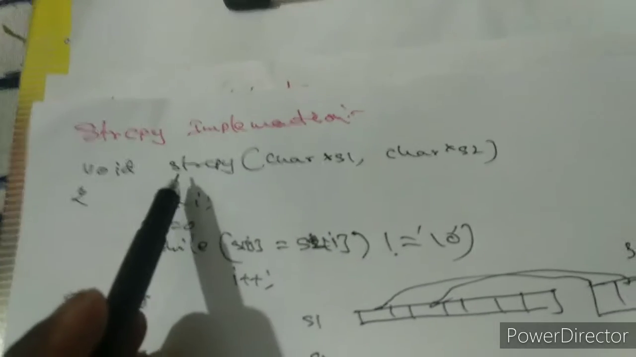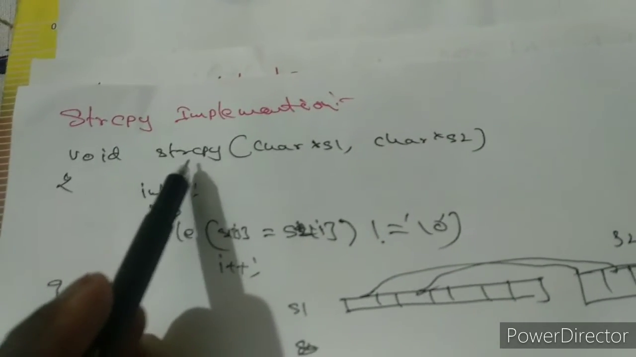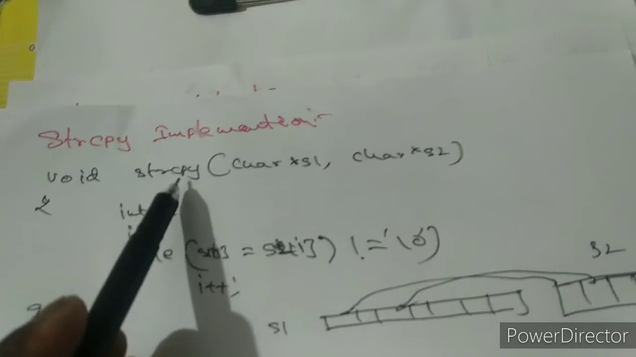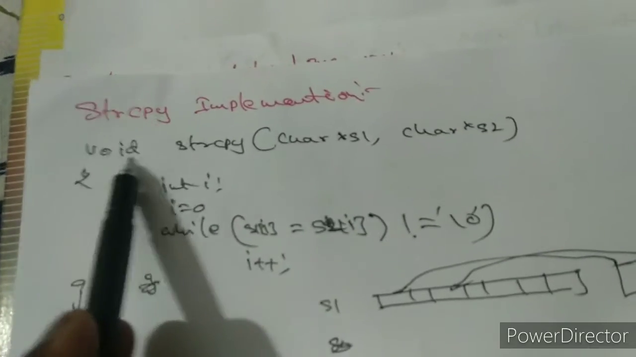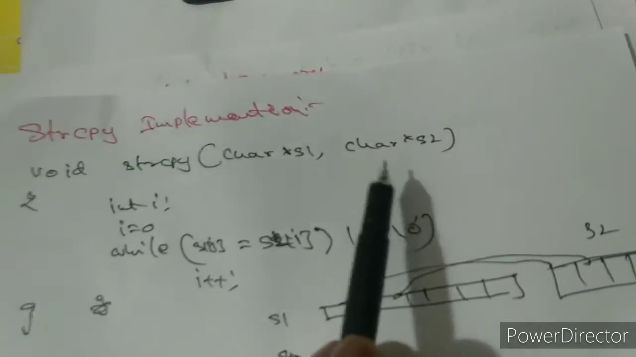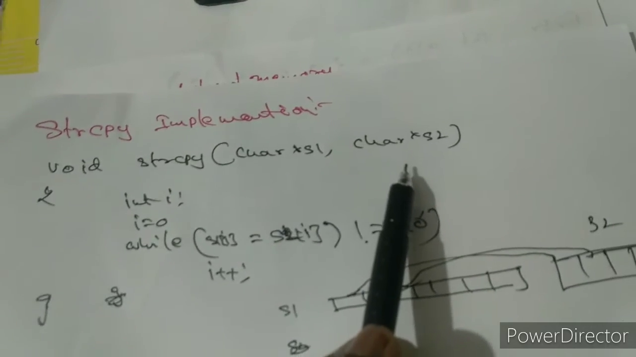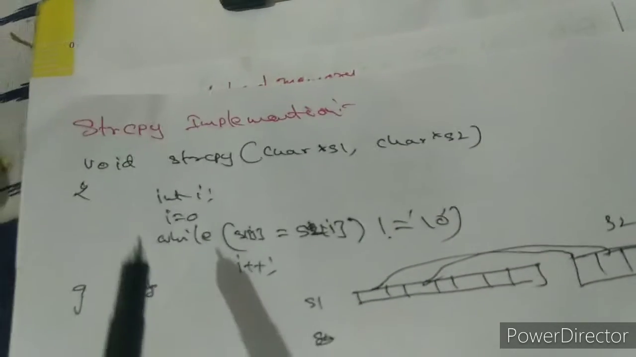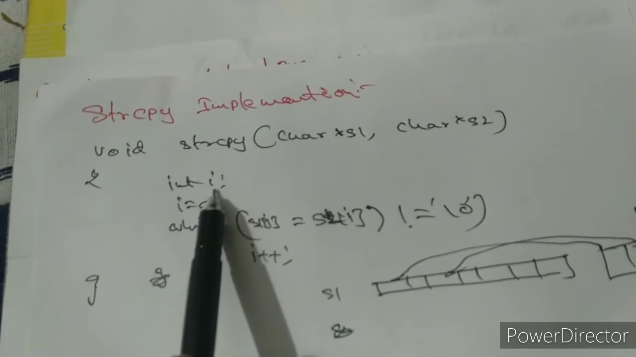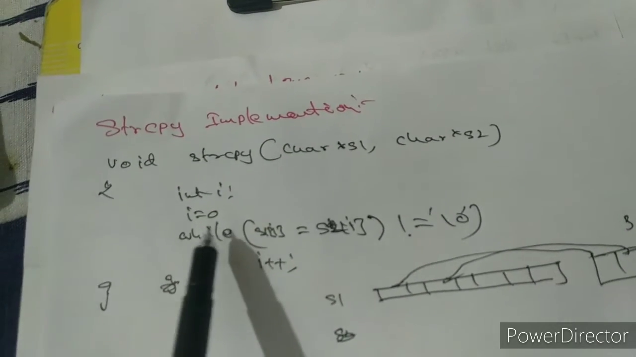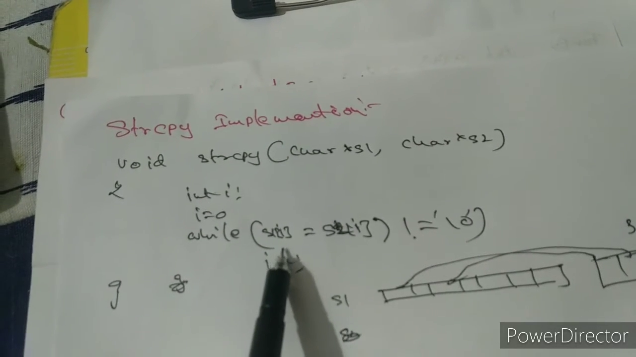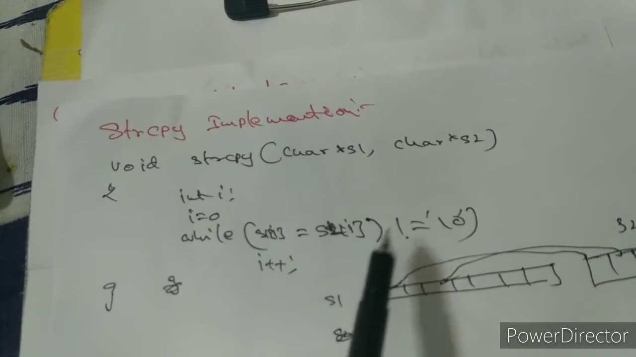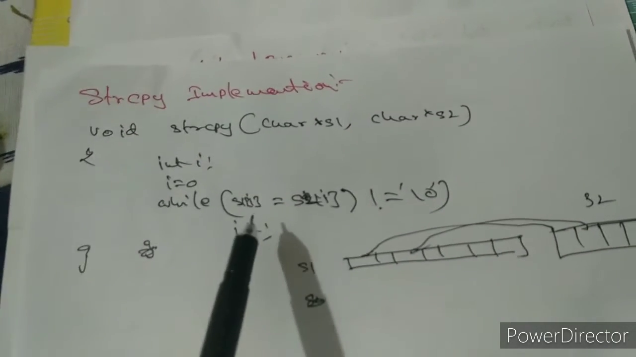Generally, in normal programming, we directly invoke this function. If you go to any interview, they will ask how to implement the string copy function. That time the logic is more important. Here the prototype is void string copy(char *s1, char *s2). Here s2 is the input, s1 is the output. I have declared one integer variable, initialized i equal to 0. While s1[i] equals s2[i] not equal to the null character, i plus plus, incrementing.